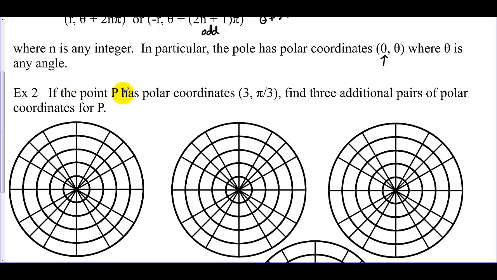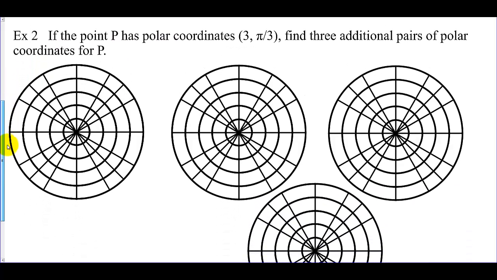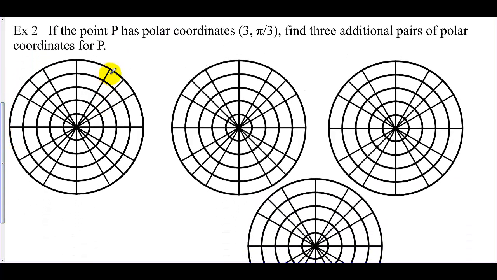Example 2: if the point P has polar coordinates (3, pi over 3), find 3 additional pairs of polar coordinates for P. So let's find the point (3, pi over 3). That'd be 1, 2, 3. That'd be right there. Find 3 additional pairs of polar coordinates.